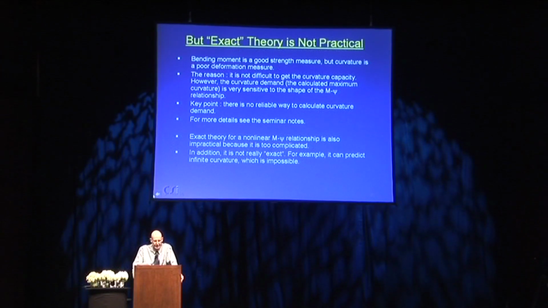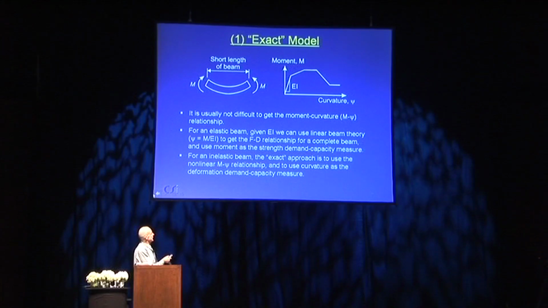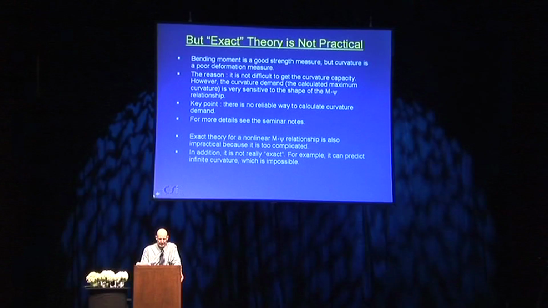There are other reasons. Exact theory for a nonlinear moment curvature relationship actually turns out to be very complicated, too complicated for practical application. And in any case, it's not, quote unquote, exact. If you have a moment curvature relationship which becomes horizontal, and sooner or later it will, exact beam theory will predict infinite curvature, which is wrong. That's not going to happen. So exact theory is not exact at all. It's horribly inexact. So basically, don't even think about it. It's not going to work.